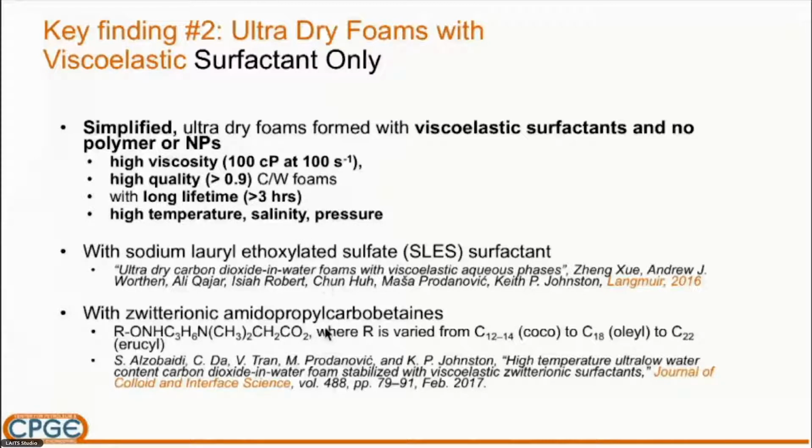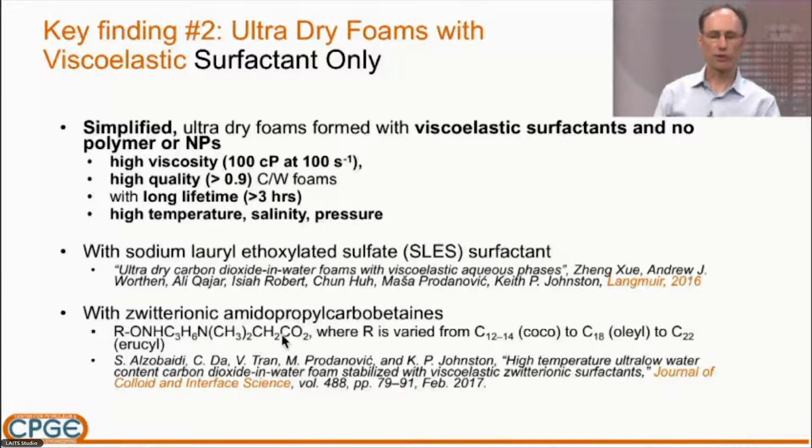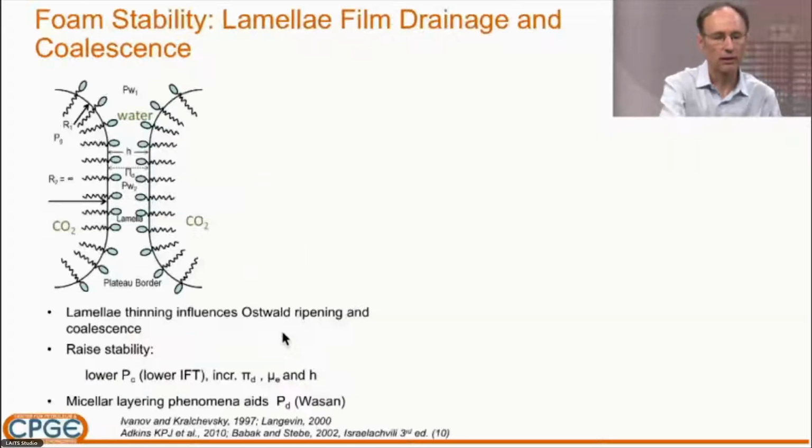So I'd like to talk about one study that we've done recently. We first used sodium lauryl ethoxylated surfactant, SLES, and we published that last year. Just in the interest of time, instead of talking about that system, I'd like to focus just on the second system. This is the work of Shihab Alzobaidi, a PhD student, along with Chang Da, working with Maša and I, where we've used zwitterionic surfactants. They're imidopropyl carbobetaines, and they've been very effective in making these very viscous foams.